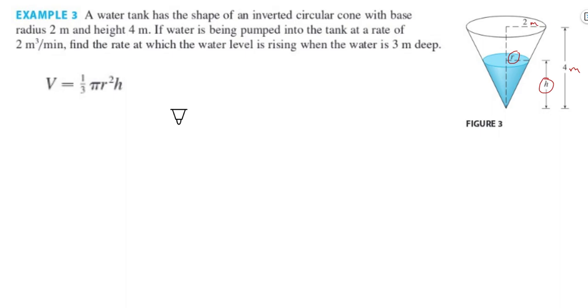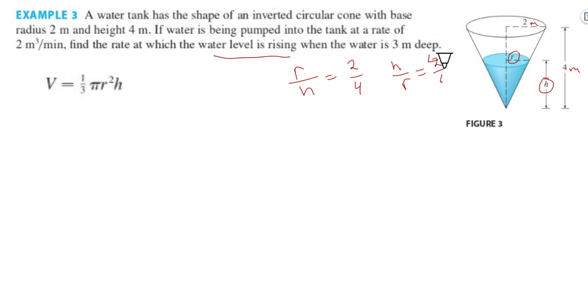And since we want the rate that the water level is rising, that's a height thing, it's not the radius thing. What we're going to do is replace the radius with something for the height. So we can take the radius over h is equal to 2 over 4. Oh wait, I want to solve for h. I could also do it the other way. I think that's going to be faster. Let's do h over r equals 4 over 2.